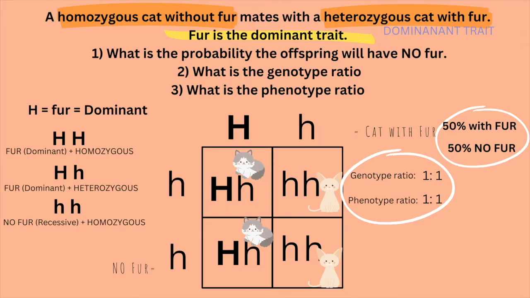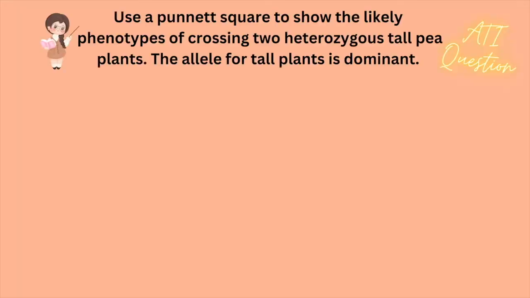Let's try another problem. This problem is from the official ATI TEAS study guide. I included a couple of these so that you can get a sense of what they're looking for and how they word their questions. Use a Punnett square to show the likely phenotypes of crossing two heterozygous tall pea plants. The allele for tall pea plant is dominant.